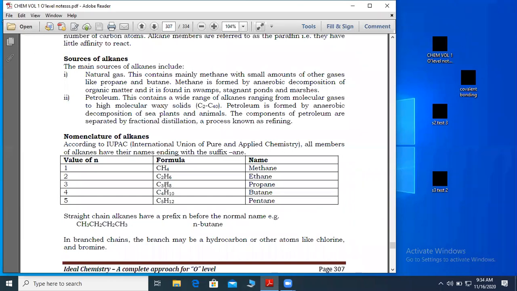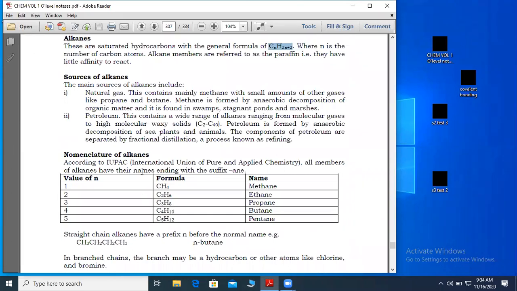Now, if N is the number of carbon atoms, I want us to look at this. When N is 1, this one is important. You need to know how to form them. When N is 1, that means the alkane becomes C. Where there is N, you put 1. So the number of hydrogens: carbon will be 1, and hydrogens will be 2 times 1 plus 2. 2 times 1 is 2, and 2 plus 2 is 4. So the first alkane is CH4, and its name is methane.